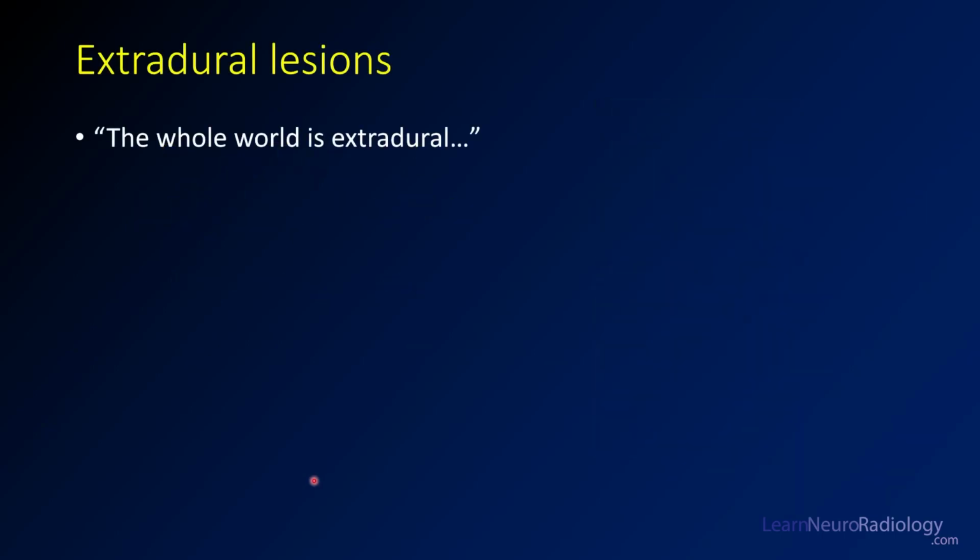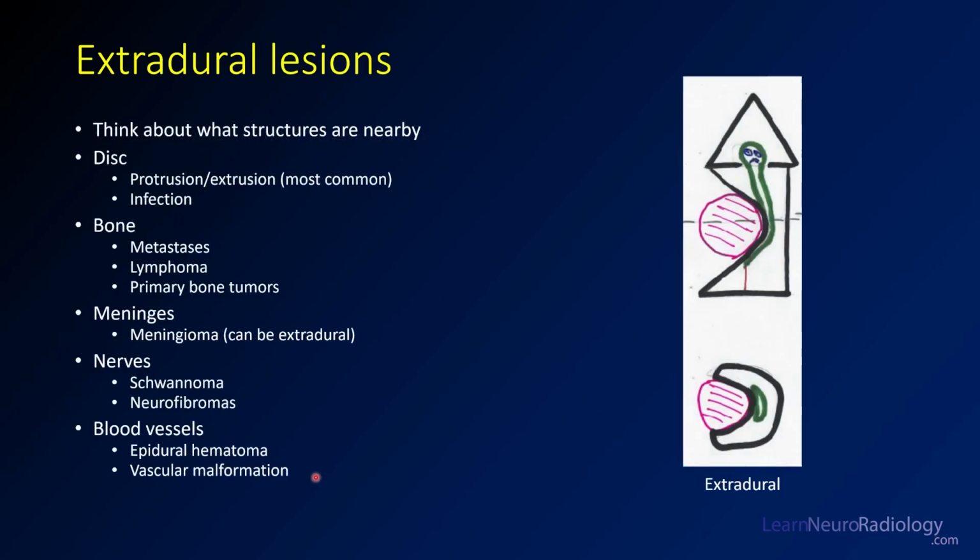Today we're going to talk about extradural lesions. Like I said, those are the ones that occur outside of the thecal sac. It's useful if you think about this quote, the whole world is extradural. So everything that's not in the thecal sac is extradural. That includes a lot of the common structures that are nearby, meaning the discs and the bones. So think about the common things that affect those things. Infection and disc protrusions are very common. In the bones, think about metastatic disease, lymphoma, and primary bone tumors.